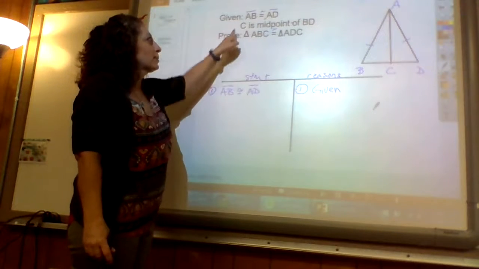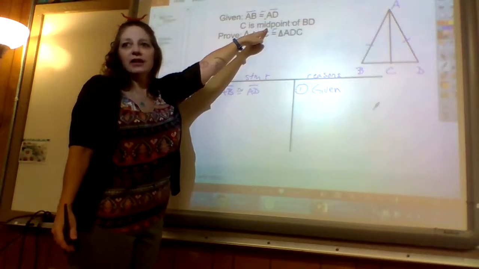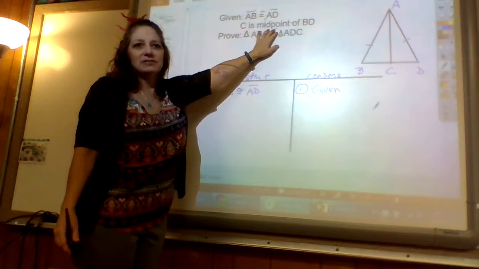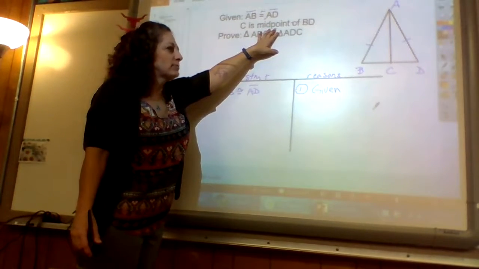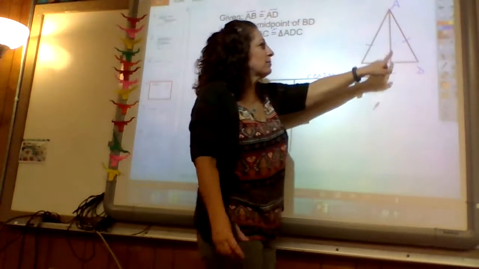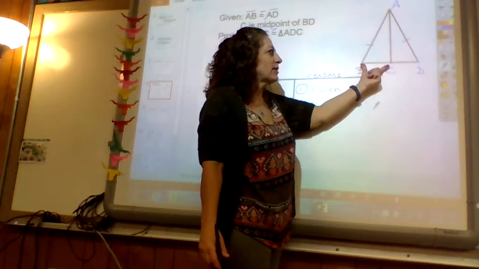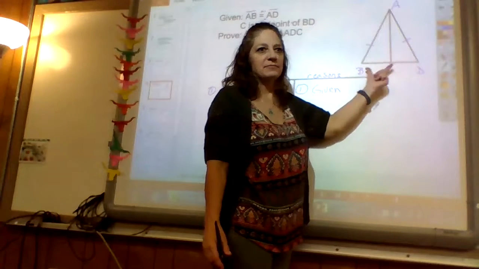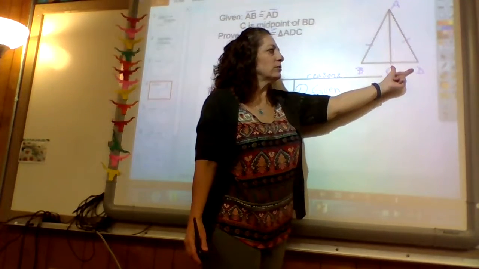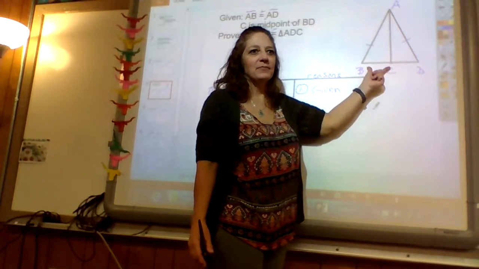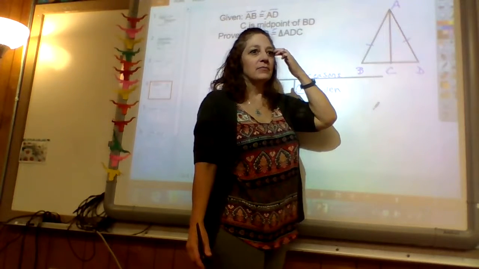So let's think back about the word midpoint. They gave us midpoint. So what is a midpoint? It's the intersection in the very middle. So if C is in the middle of B and D, what does that mean about the two parts on either side? They're congruent. Do you remember why? We have to have a why.